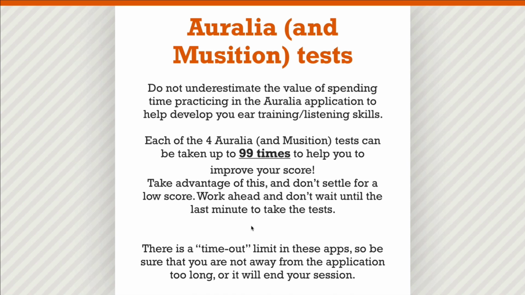Work ahead. Don't wait till the last minute. Don't settle for a failing grade. Keep taking the test. To improve your grade, I would suggest you take the test once, look at what really challenged you, and go and practice that in the practice area, not the test area. Then come back and go and take the test again and again. Go back and practice again if you need to, again and again. The advantage to the practice areas in both Aurelia and musician are that you can change the tempo when you're practicing. When it comes to the test, you cannot change the tempos.